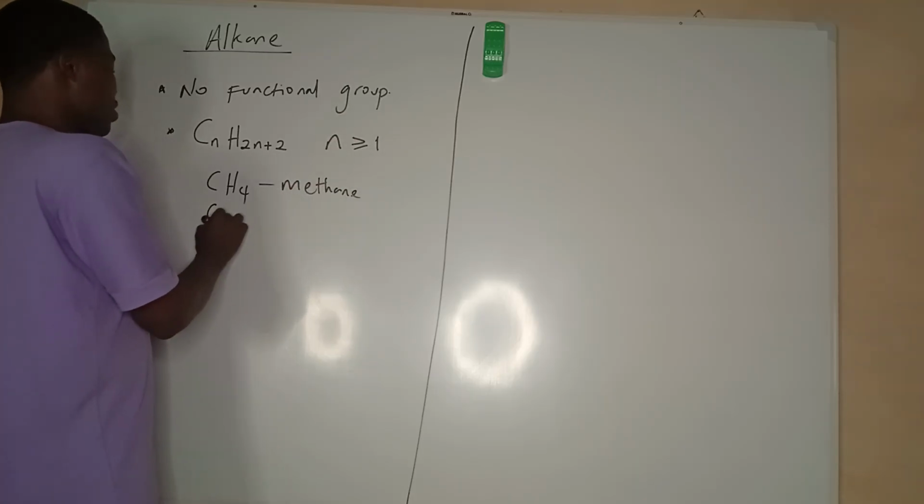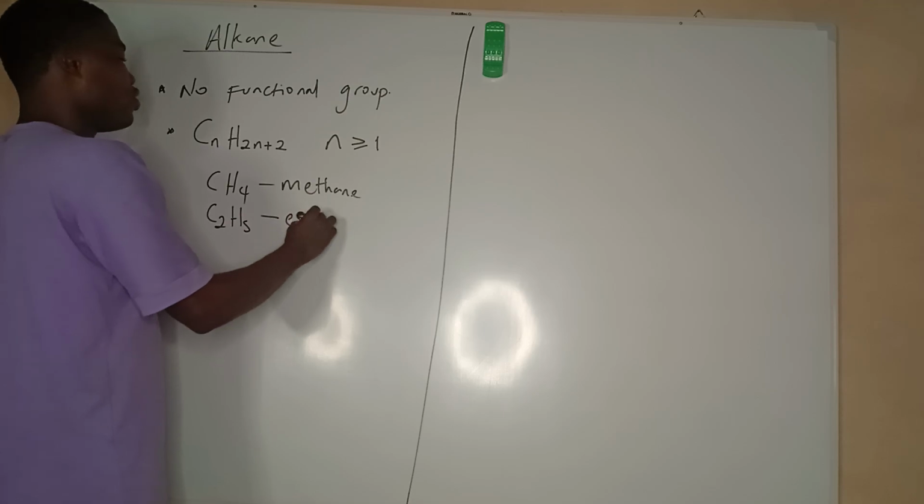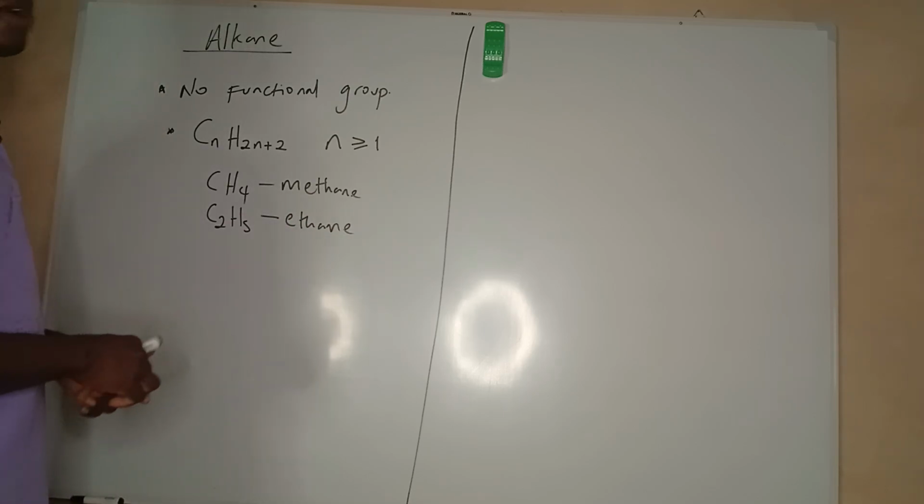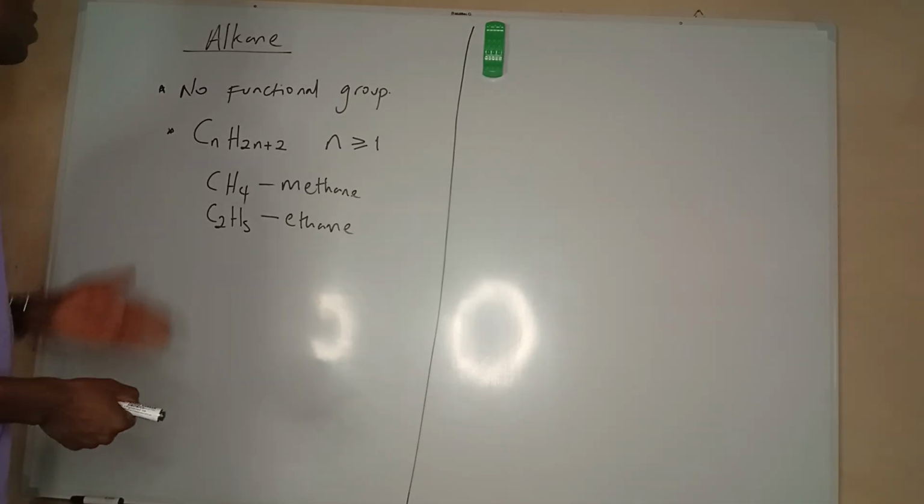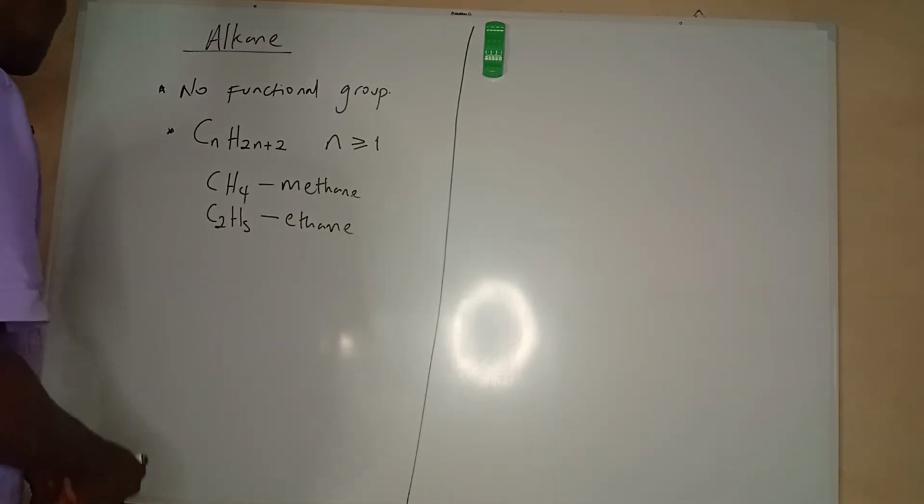Second member is C2H6. If you're still struggling with naming compounds, check the previous video on nomenclature of organic compounds. So that's for the nomenclature, and that's for the general formula of alkanes.